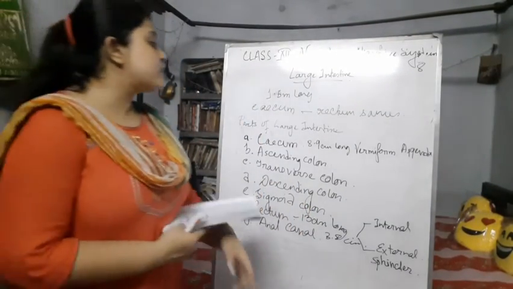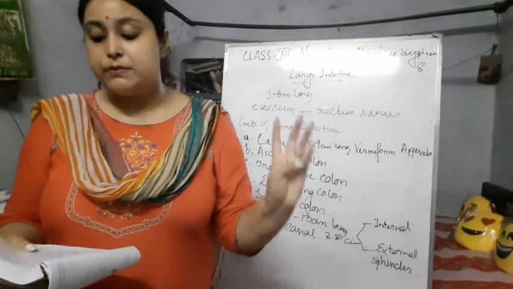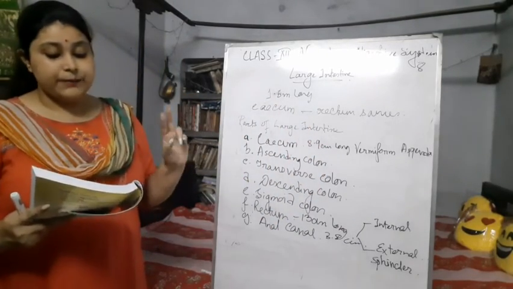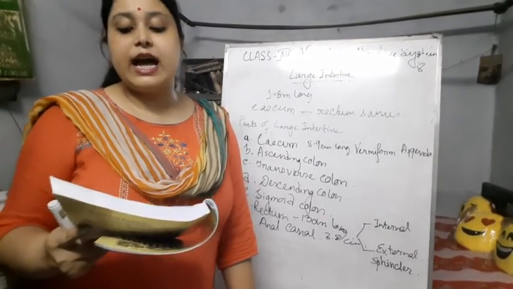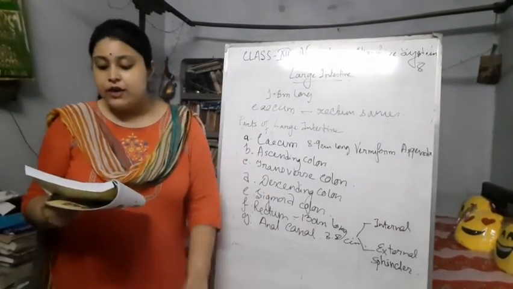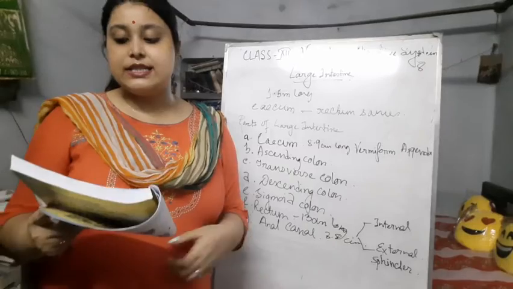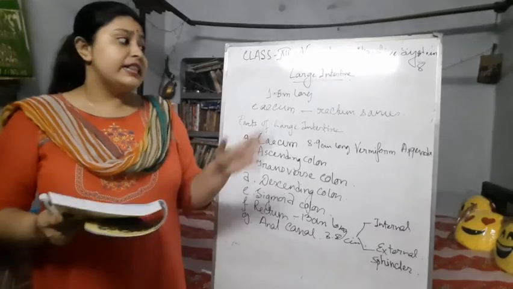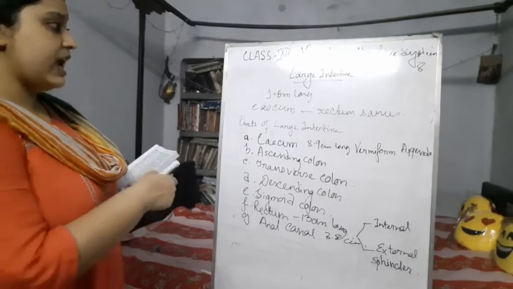Next, I am going to the functions of the large intestine. The absorption of water, vitamins, minerals and drugs happens in this part of the large intestine. The large intestine is heavily colonized by certain types of bacteria, forming colonies in this part, like Escherichia coli, Enterobacter species, Streptococcus and Clostridium. They also help in the synthesis of vitamin K and folic acid.